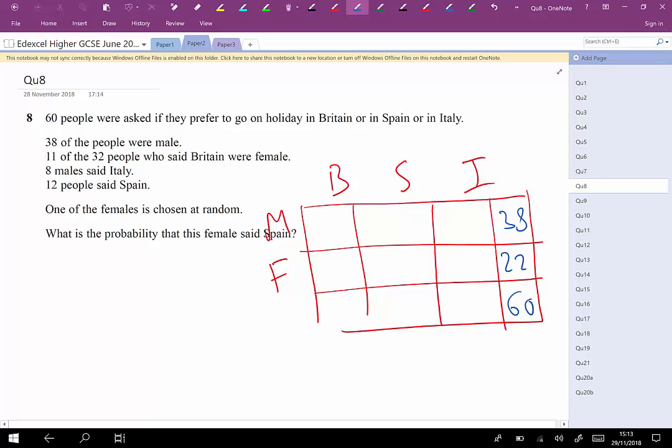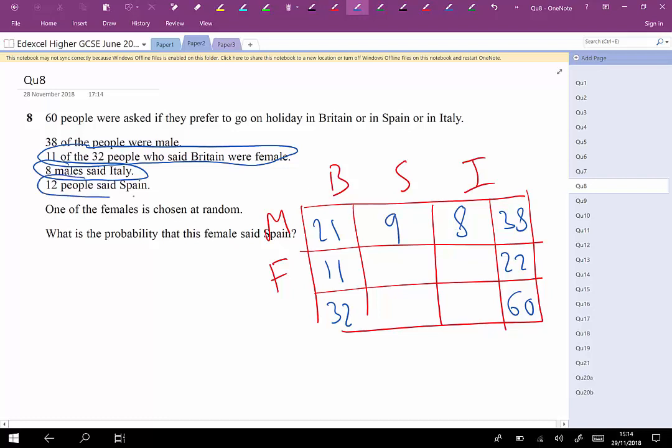Okay. 11 of the 32 people who said Britain were female. So 32 people said Britain, 11 were female, which leaves 21 there. Yes. 8 males said Italy, so 8 males went there. So 38, that total, take away 21, take away 8. That now means that 9 goes in there.